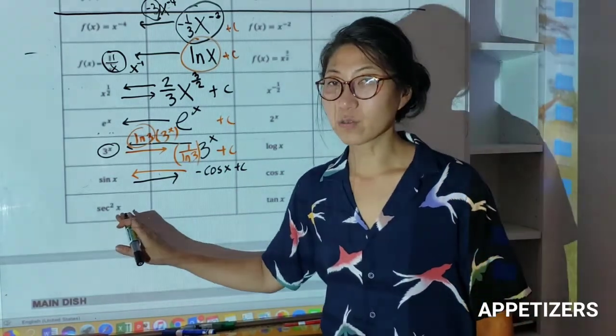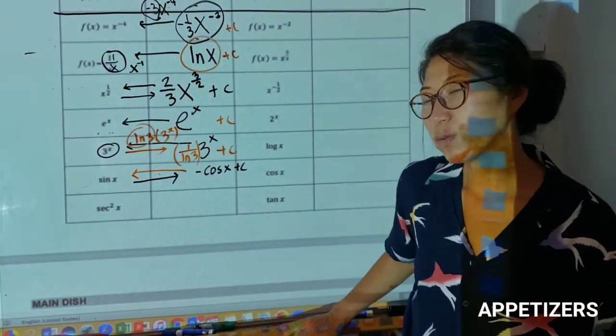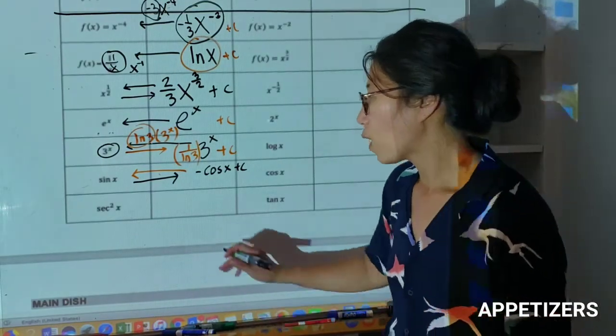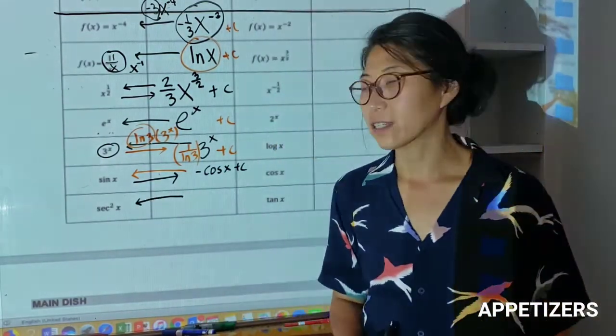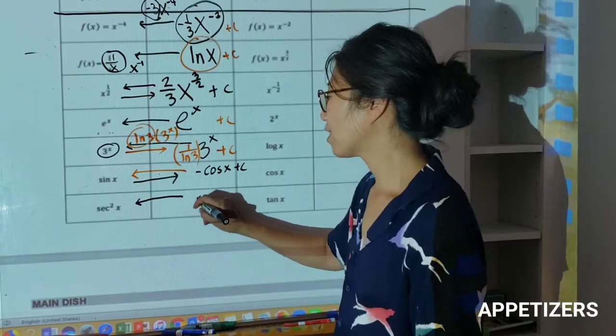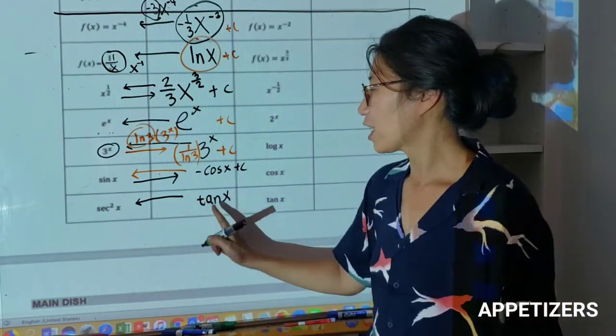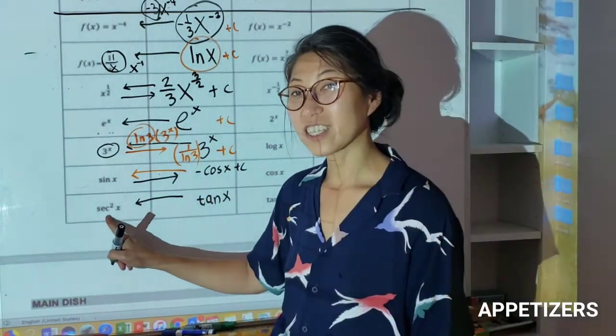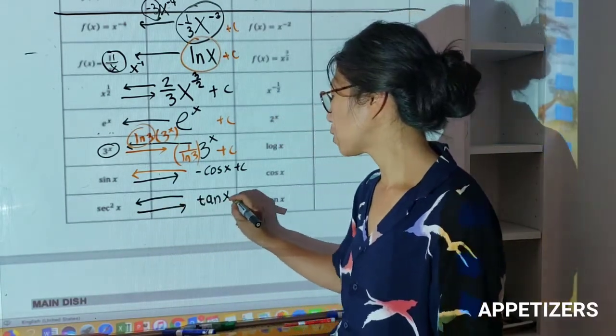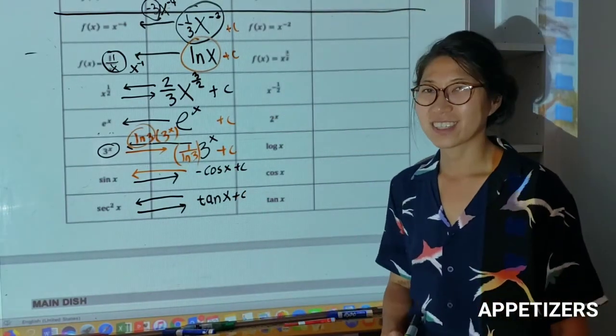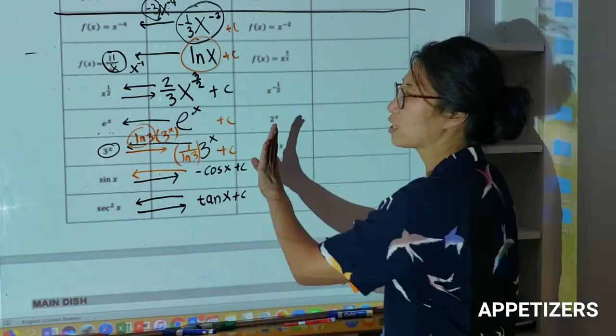Almost there. Secant square x. Where do you remember secant square x? What derivative makes a secant square x? That was tangent x, right? Tangent x taking derivative was secant square x. So the antiderivative will be tangent x, right? So for me, I always find it easier in this direction.